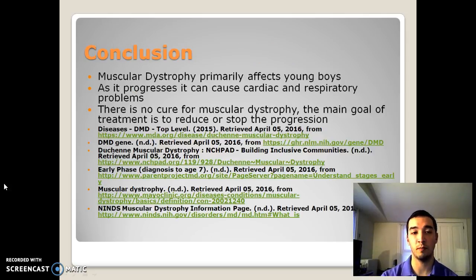So in the end, muscular dystrophy primarily affects young boys. As it progresses, it can cause cardiac and respiratory problems, and there is no cure for muscular dystrophy, but the main goal of treatment should be to reduce and stop the progression of muscular dystrophy.